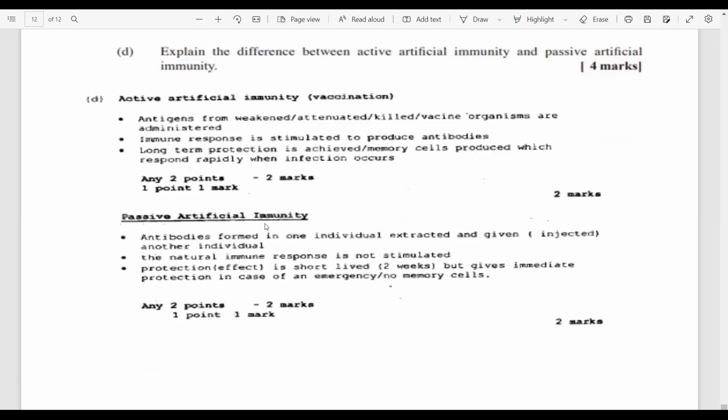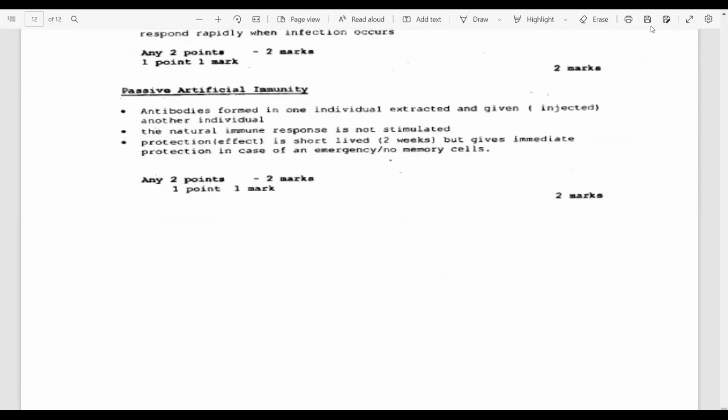In terms of passive artificial immunity, antibodies are formed in one individual. They're extracted and given to another individual. So the natural immune response is not stimulated. The protection is short-lived, only for about 2 weeks. It gives immediate protection in the case of an emergency, but no memory cells are produced.